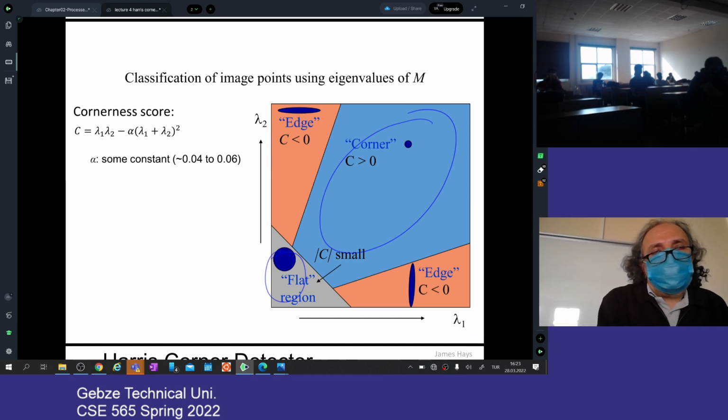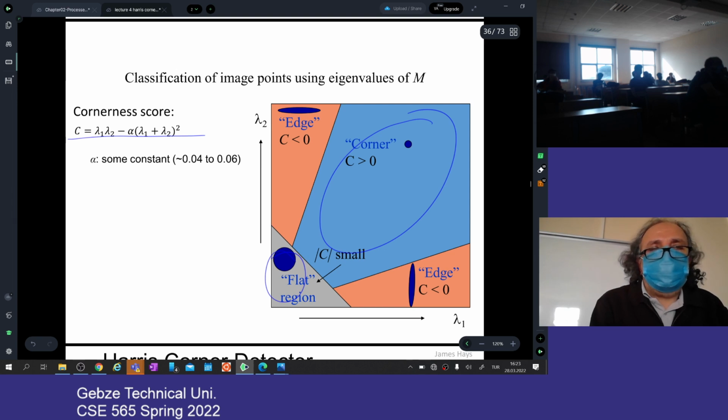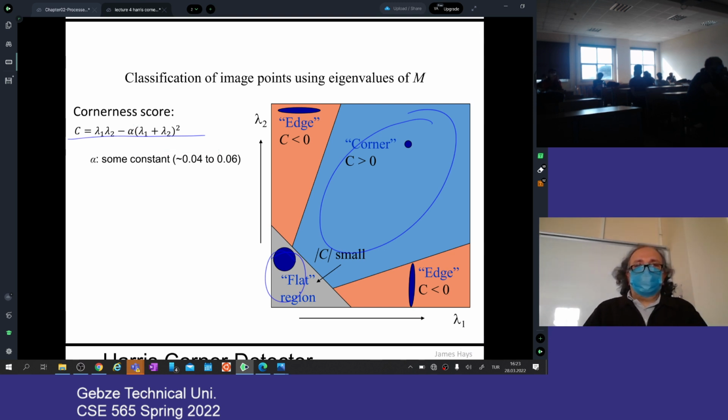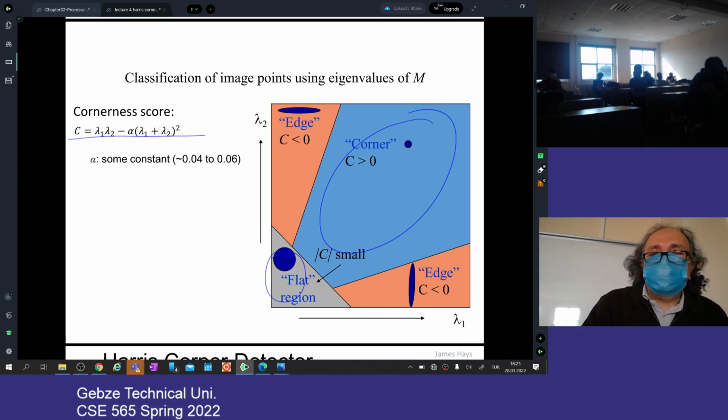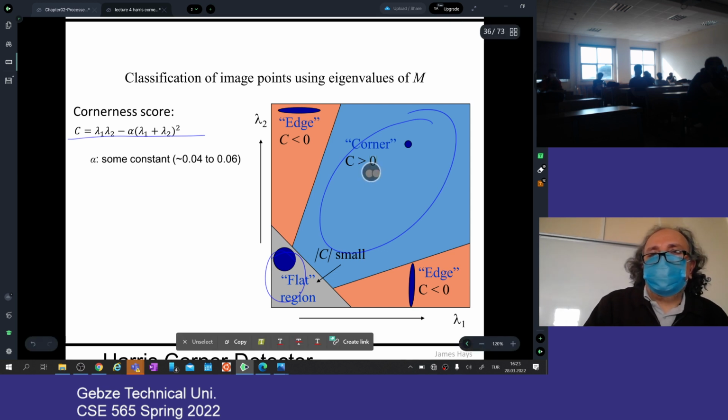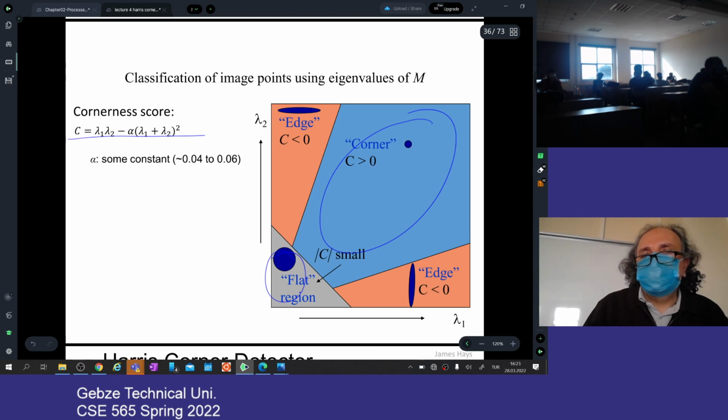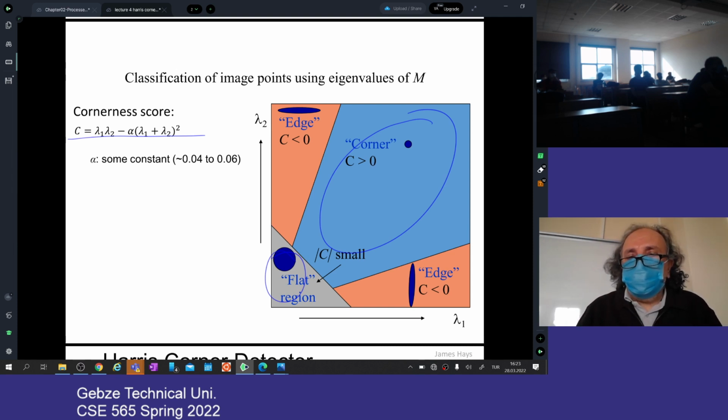Somebody came up with this idea: let's calculate a value C, multiply those two lambdas, and minus alpha times (lambda 1 plus lambda 2) squared. That's going to give you a C value. If the C value is large, then you have a corner. If the C value is very, very small, then it's a flat region.